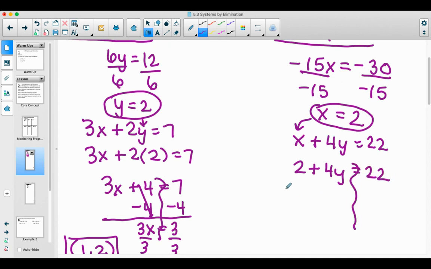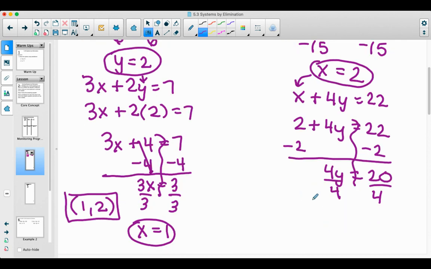And then if we solve this, we would have to subtract 2 on both sides. And we would get 4y equals 20. And then we would have to divide both sides by 4. And so you get y equals 5.